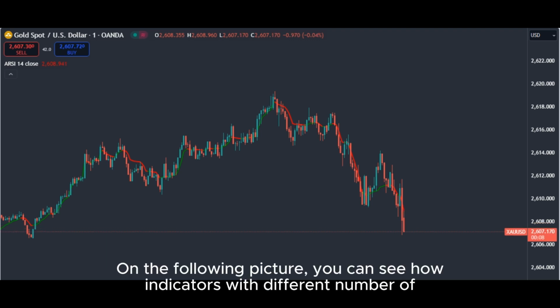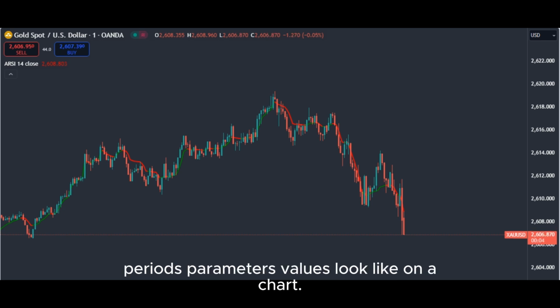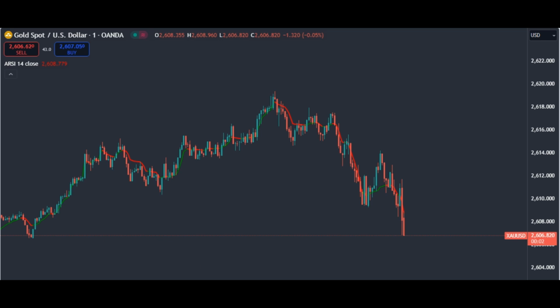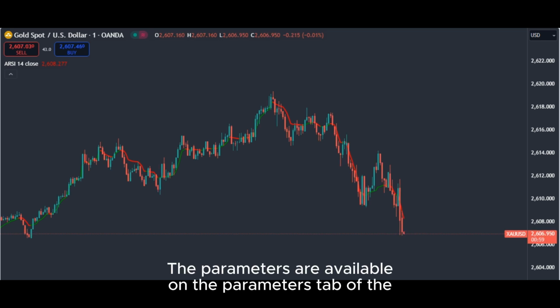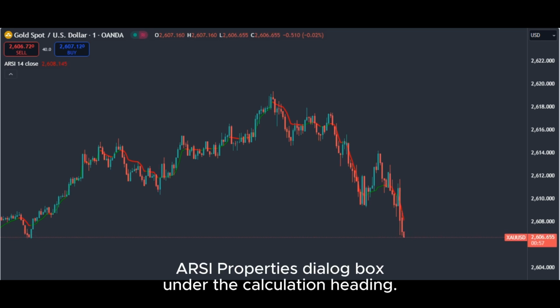On the following picture, you can see how indicators with different number of periods parameter values look like on a chart. The parameters are available on the Parameters tab of the ARSI Properties dialog box under the Calculation heading.